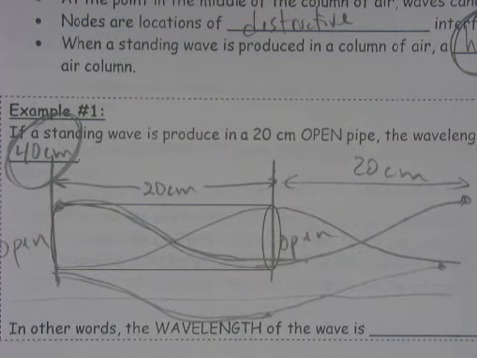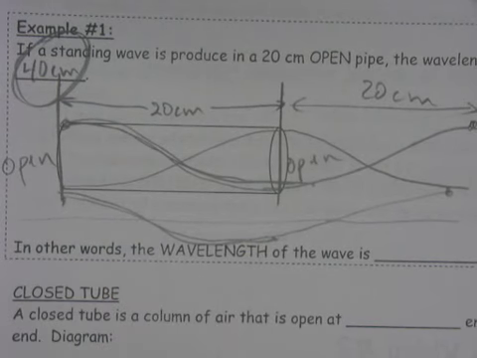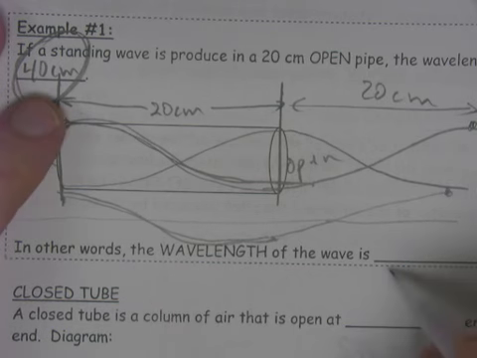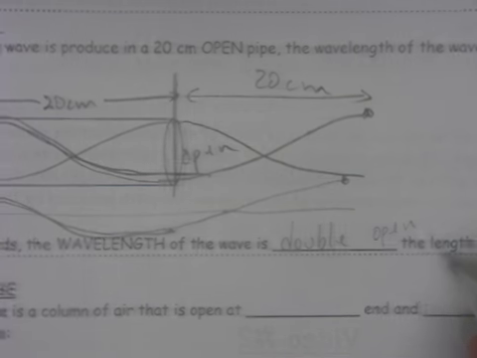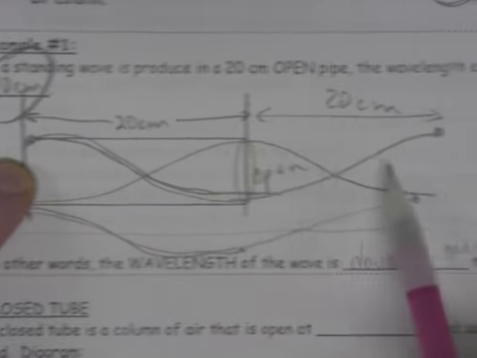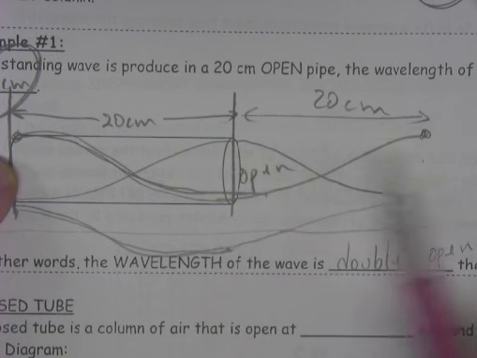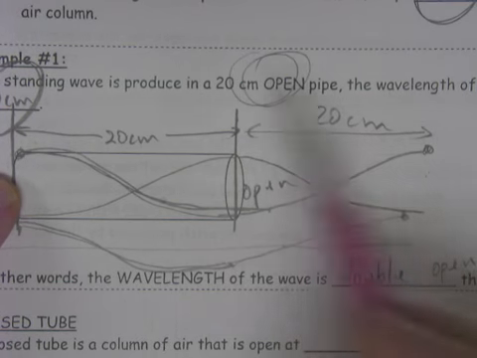Now, some of you are thinking, oh my gosh, that's confusing. Well, here's your little tip, and if you can remember this one, you're in business. So there's another way of thinking about this. The wavelength of the wave, and this is going to be in an open pipe, I'll put open right here, is always double the length of the pipe. Okay, it's always double the length of the pipe. So if your pipe is 20 centimeters long, the wavelength will be 40. If the pipe is 50 centimeters long, the wavelength will be 100 centimeters. It's always double, and that's how it works for an open pipe.